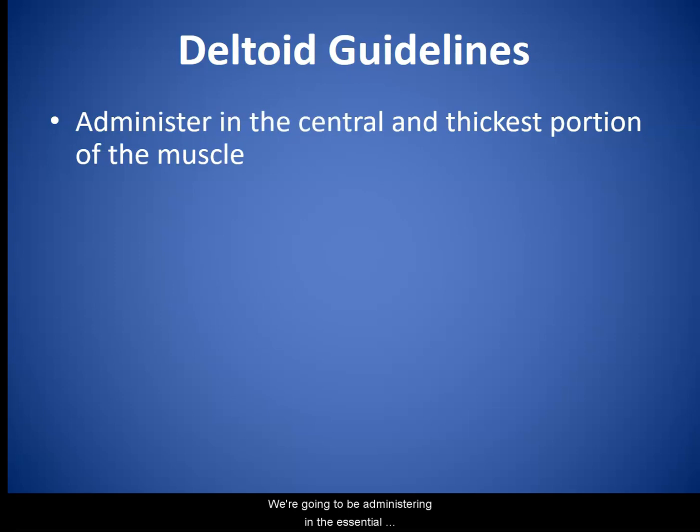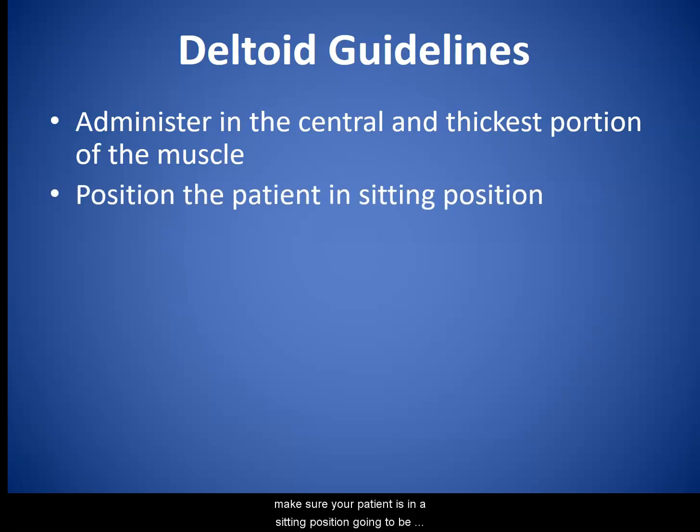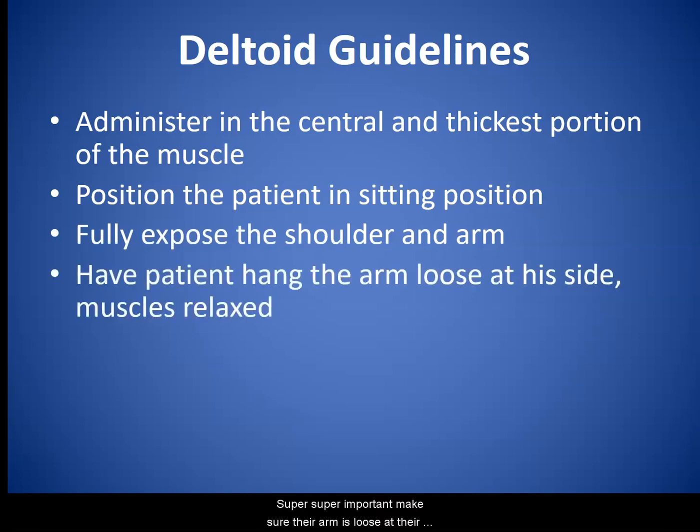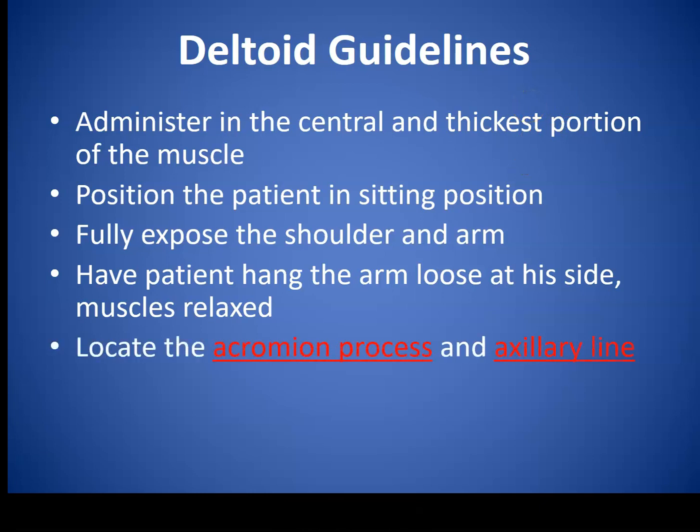We're going to be administering in the central and thickest portion of the deltoid muscle. You want to make sure your patient is in a sitting position. It's going to be difficult if they're laying supine. You want to make sure their shoulder and arm is fully exposed. And this is super, super important. Make sure their arm is loose at their side and the muscle is relaxed. If they are tense and they have their deltoid muscle contracted, it's going to be impossible to get that needle in there in a smooth and comfortable manner.